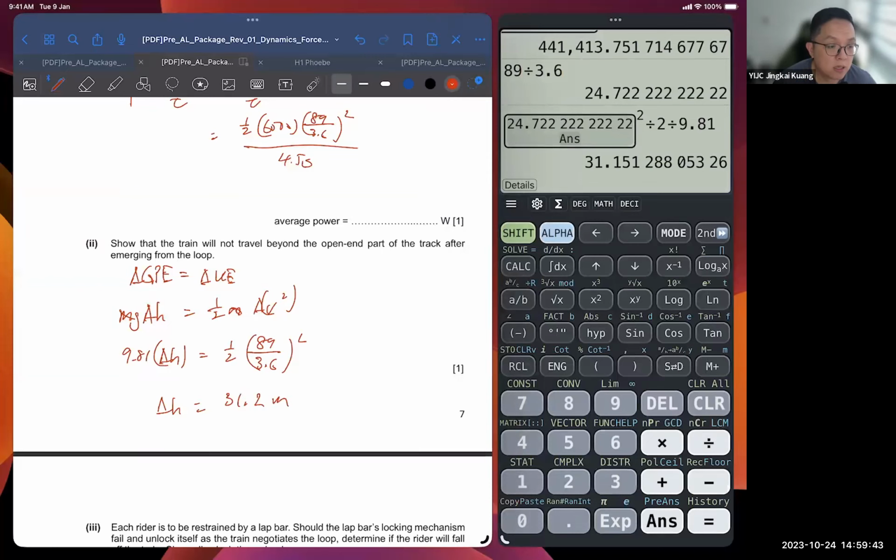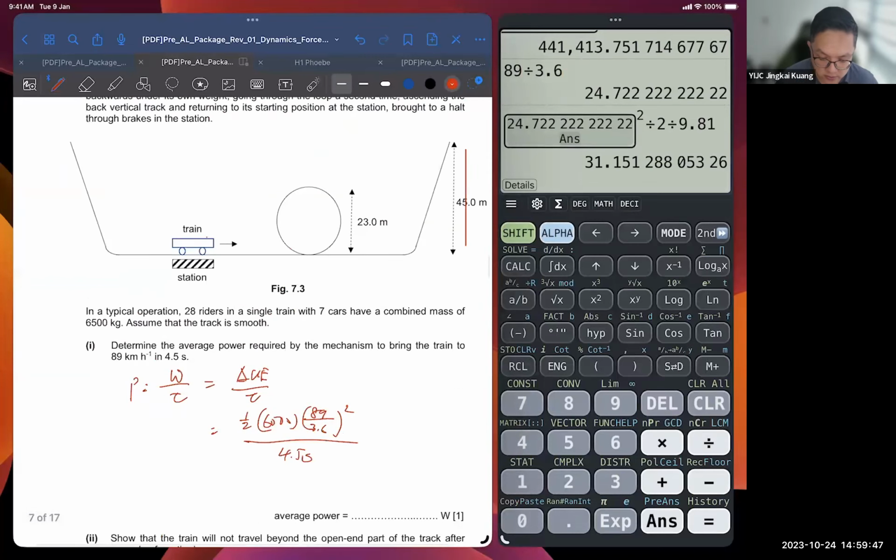31.2 meters, which is less than the 45 meters there. So the train will only travel up to the 31 meter mark. You won't go all the way to 45.